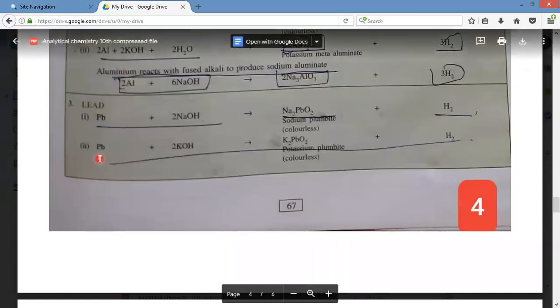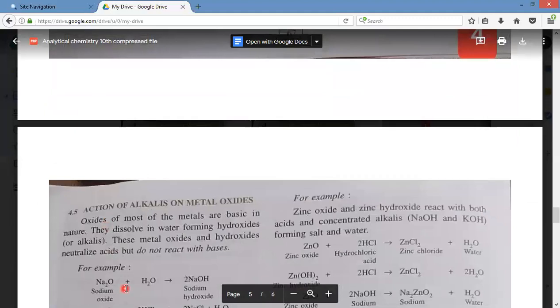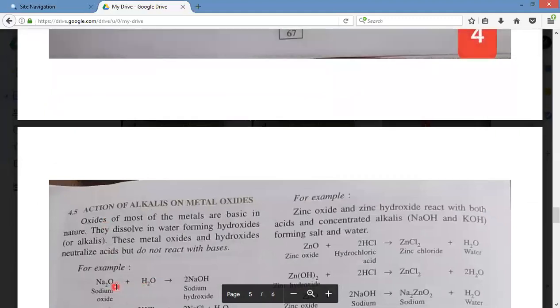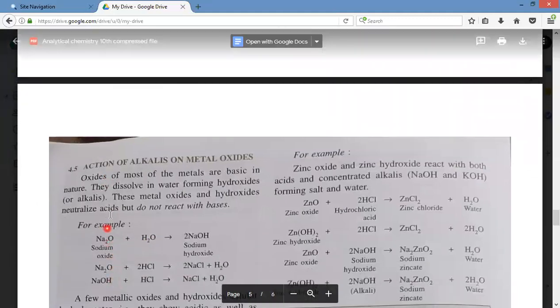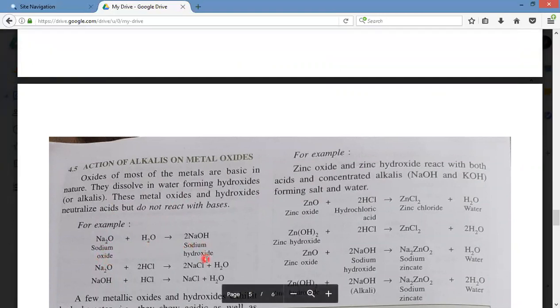First, we have done the action of alkali on the metal. Now, the action of alkali on the metal oxide. We are taking the metal oxide here. When we are treating the metal oxide, sodium oxide I am taking here, with water, there is a formation of sodium hydroxide. Means oxide when treated with water leads to the hydroxide.